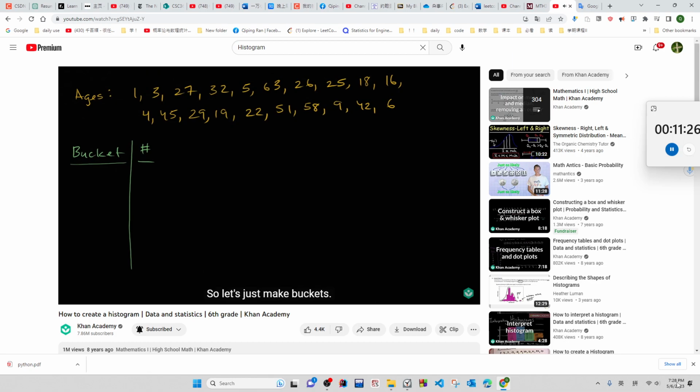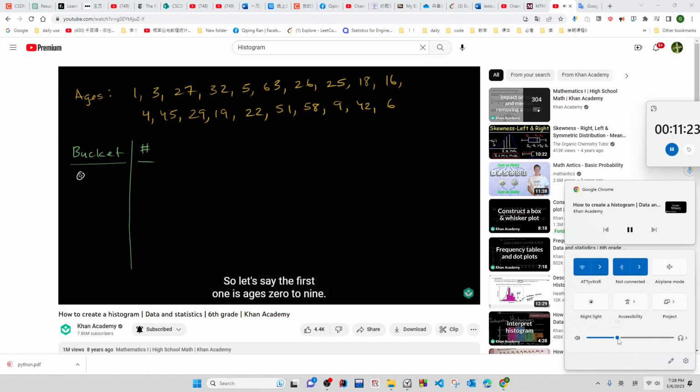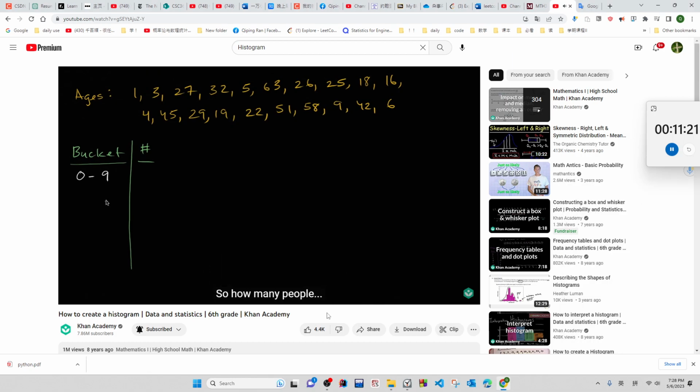All right. So let's just make buckets. Let's make them 10-year ranges. So let's say the first one is ages 0 to 9. I'm just defining all of the buckets here. So the next one is ages 10 to 19, then 20 to 29, then 30 to 39, and 40 to 49, 50 to 59. Then you have 60 to 69. I think that covers everyone. I don't see anyone 70 years old or older here.